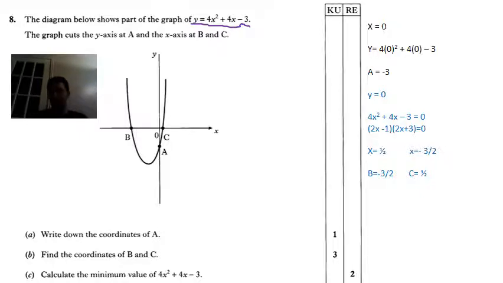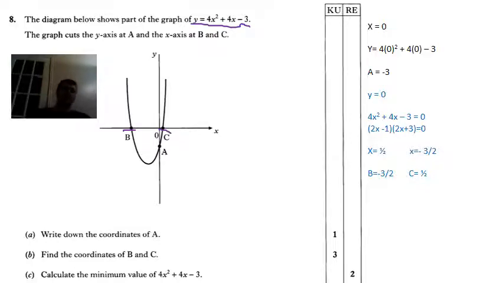So if you factorise that and solve it, you end up with a half and negative 3 halves. Now B is negative 3 halves. How did I know that? Look at the graph again. B is the negative one and C is the positive one, so that must be in that order.